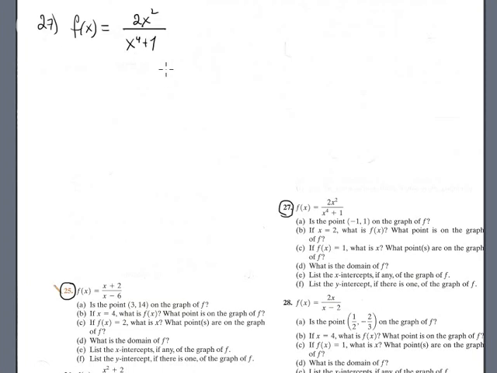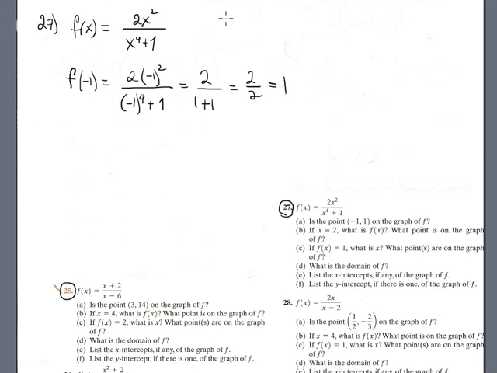Okay, 27. The first question is: is the point (negative 1, 1) on the graph? I don't know. Let's see. Evaluate at negative 1, which is the x value. It's 2 times negative 1 squared over negative 1 to the 4th power plus 1. Negative 1 squared is positive 1, times 2 is 2, over negative 1 to the 4th is 1, 1 plus 1 is 2, and 2 over 2 is 1. So the point (negative 1, 1) of course is on the graph of the function f.